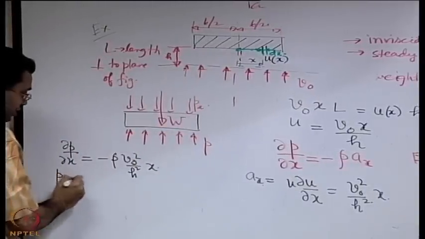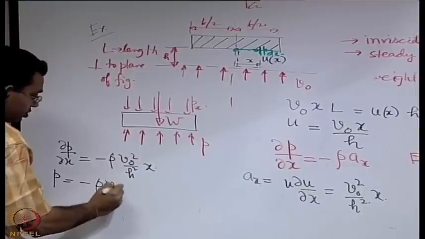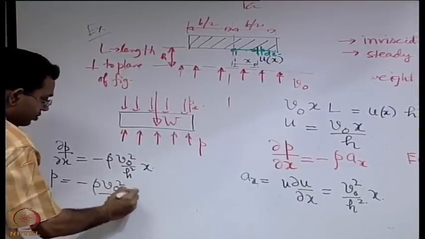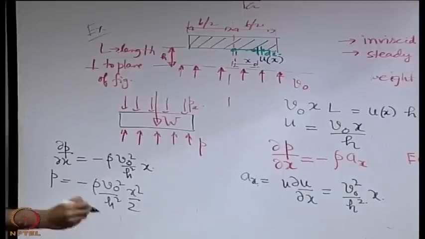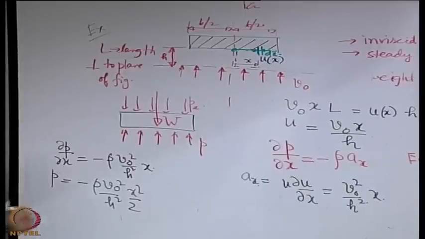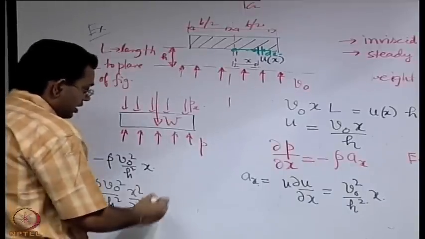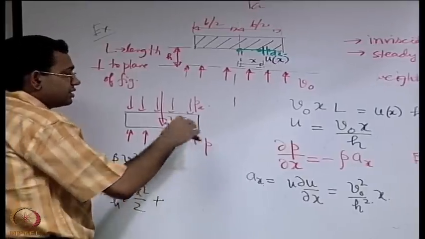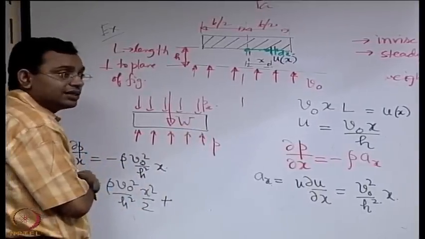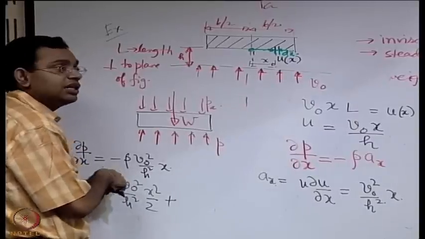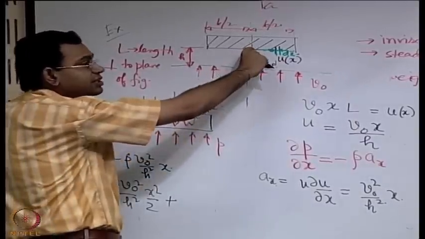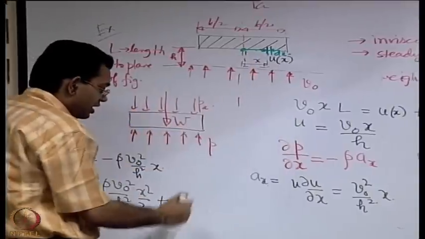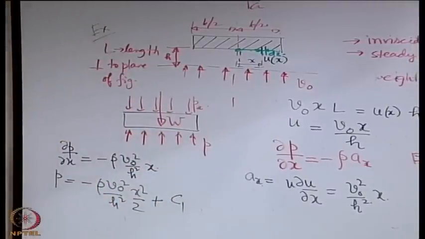So we will have p is equal to minus rho v0 square h square into x square by 2 plus, let us say, some constant. The constant in general could be a function of y because it is a partial integration with respect to x, but we have already fixed y as y equal to h. So let us say that it is a constant c1.